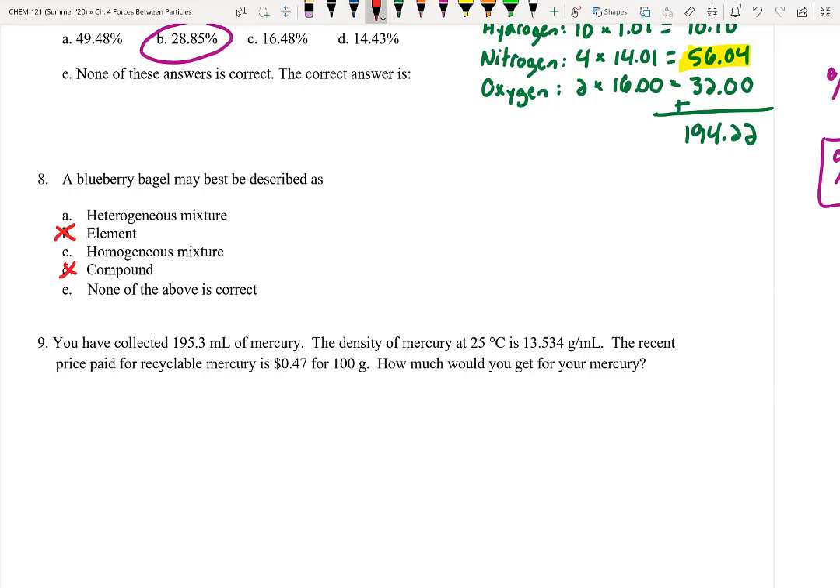And then the question is, is it going to be homogeneous or heterogeneous? And remember, homogeneous means the same throughout. Heterogeneous, exactly. The fact that there's little individual blueberry chunks means it's not the same throughout. So this would be a heterogeneous mixture.